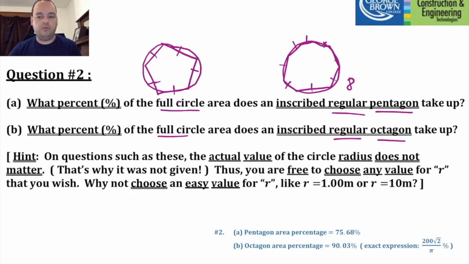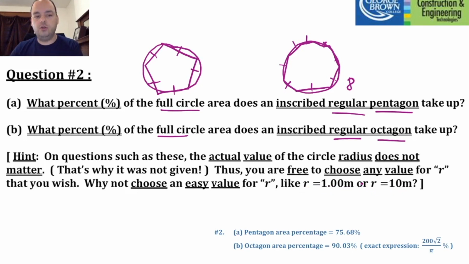The more sides that you have to the figure, the closer the percentage it covers is going to be to 100%. Notice that there are no numbers in this question. So maybe you can take the recommendation here that you can assume that the radius is like 1 meter or 10 meters or just a nice, easy number to work with.